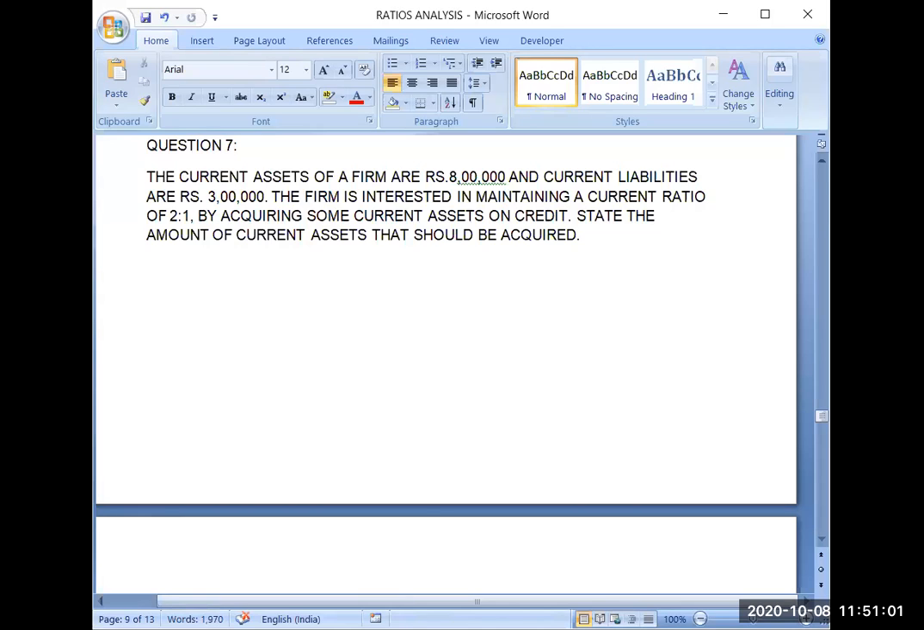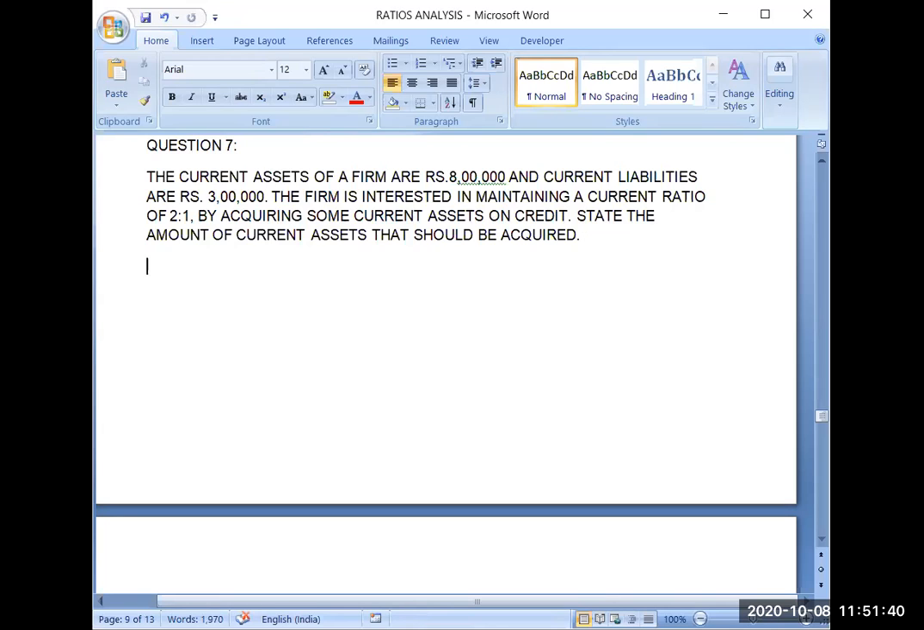If last year you remember, I told you that we can manipulate the data also. So if I want to show it in a better position, I can do that also. So now the accountant is planning that I should acquire some current assets on credit and make my ratio 2:1. State the amount of current assets that should be acquired. Now we have to decide how much current asset he should acquire so that the ratio becomes 2:1. So for that purpose, we will calculate the current assets.